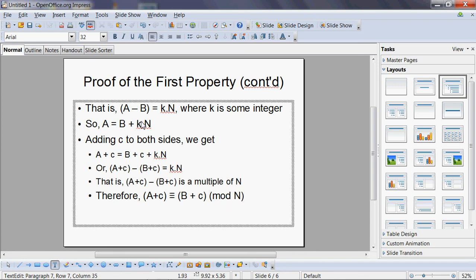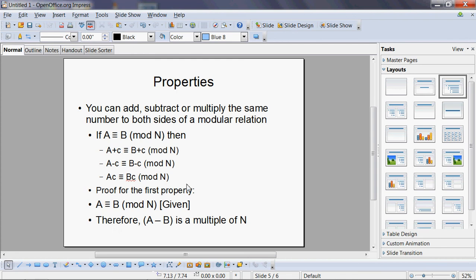You see? It's quite easy. It's quite an easy proof. So exactly in the same manner, using just the definition of modulo arithmetic, you can prove the other two results. And I will leave it to you as an exercise.